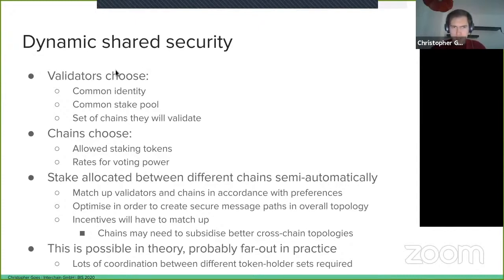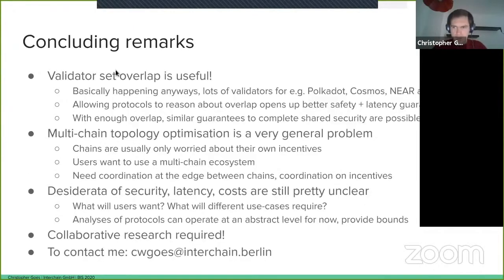Now, in order for this to work, in order for validators and chains to agree to it, it needs to be matched up with the crypto economic incentives in play, which will probably be tricky, but if we assume that this is what users want, it's a reason to consider it from the design perspective. Now, at the moment, it's going to be very difficult because it requires coordination between different token holder sets, which right now are mostly thinking about their own chains.